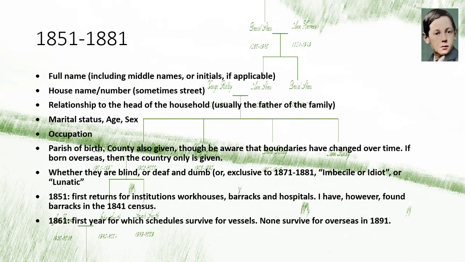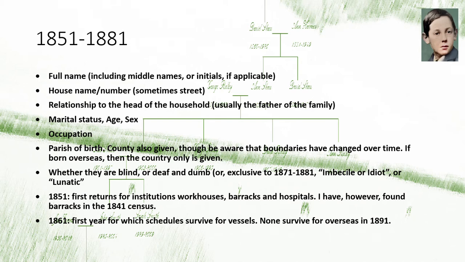From 1851 to 1881, we get similar information. For each household, we get the house name or number, and often the street as well. We get the full name of each individual in the house, including middle names or initials if applicable. The head of household is usually the father of the main family. So even if a granddad or a father-in-law is living with them, it's usually the father of the main family living there who's the head of household, and then you get the relationship of each other person in that household to him, so either wife or child.